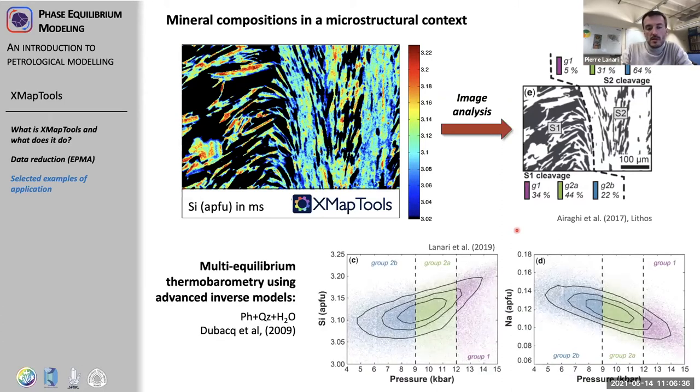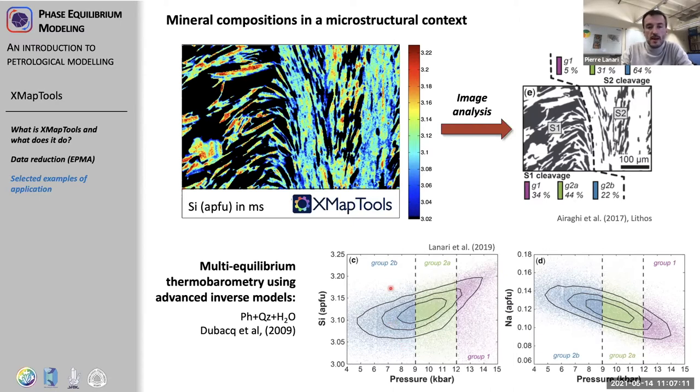And then we can go one step further. We can use again all the pixel compositions. We can do some fancy multi-equilibrium thermobarometry, here using a bit more advanced inverse models than what is available in, for example, THERMOCALC or TWEEQ. This is a phengite-quartz-H2O calibration from Benoit Dubacq. And here we calculated simply the pressure for this map with all the pixels, and you see how the groups are distributed. So high pressure for group one, lower pressure for group two, about 10 kilobar, and then 7-8 kilobar for the last group.